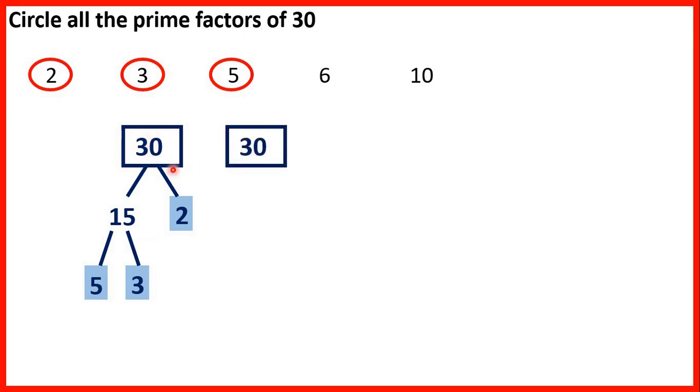Or we could draw a different factor tree. Instead of 15 and 2, we could use 10 and 3. 3 is a prime number, so we can't break that down any further, but 10 is 2 times 5. So again, we end up with prime numbers on the end of our branches, and again, we have 2 times 3 times 5. So they are the prime factors of 30.